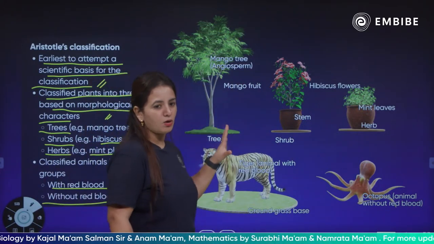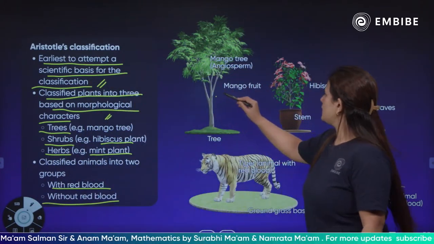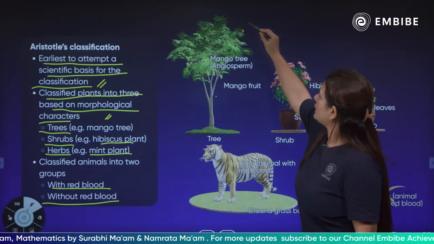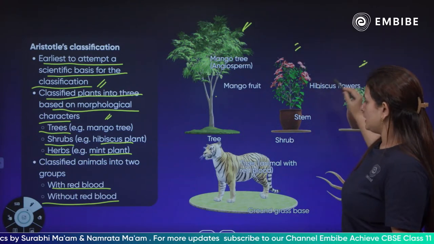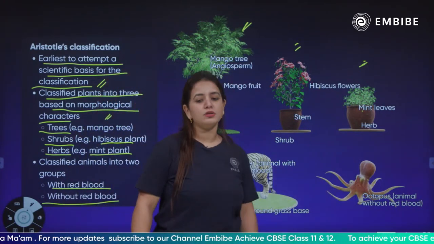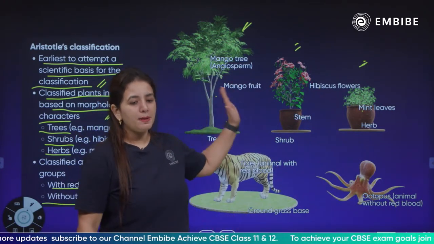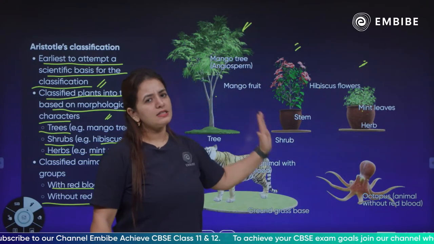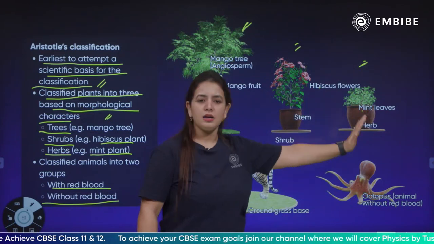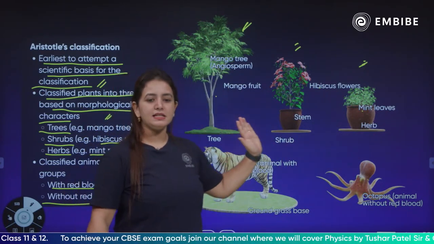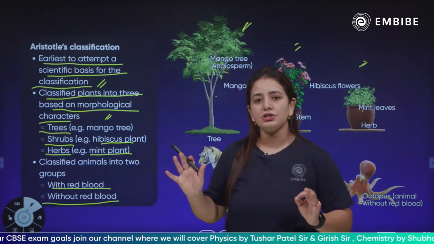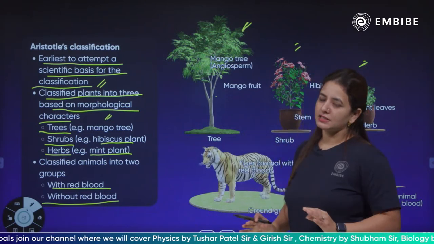As you can see, this is the mango tree, the mango fruit, hibiscus flowers, and a mint plant: longer, shorter, and shorter again. Then the tiger is an animal with red blood cells, and the octopus is without red blood cells. So, a simple classification by Aristotle: trees, shrubs, herbs, with red blood cells, without red blood cells. This is the only thing he could do in such initial days of classification.